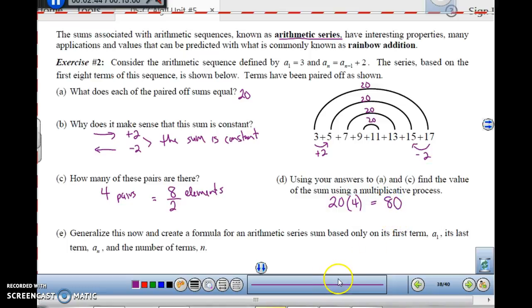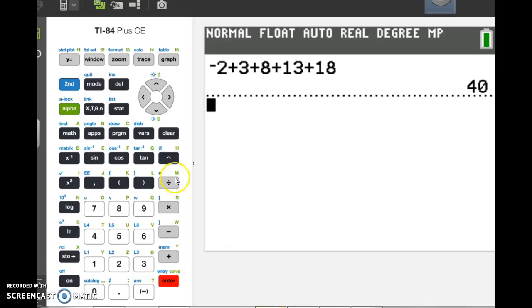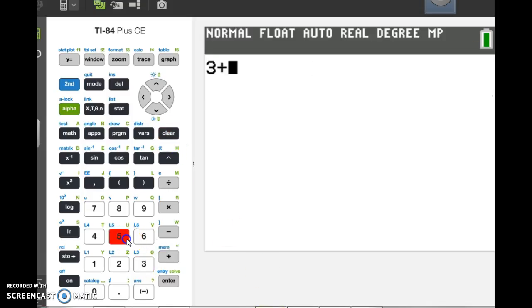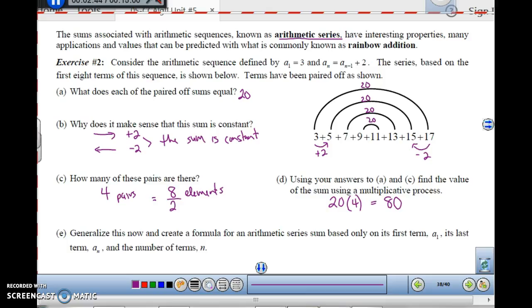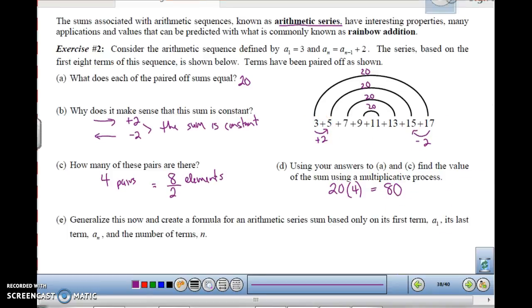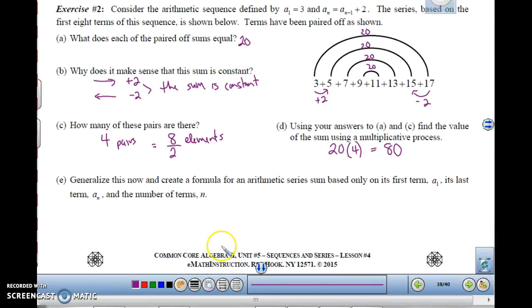It should be 80. Okay, so just to check and make sure we're correct, 3 plus 5 plus 7 plus 9 plus 11 plus 13 plus 15 plus 17. So there's the 8 terms, equals 80. Look at that. So if we know the formula for the sum of an arithmetic series, using the shortcut, we can figure it out quickly without having to simply add each number as we go. So let's see if we can figure out the formula and generalize it.